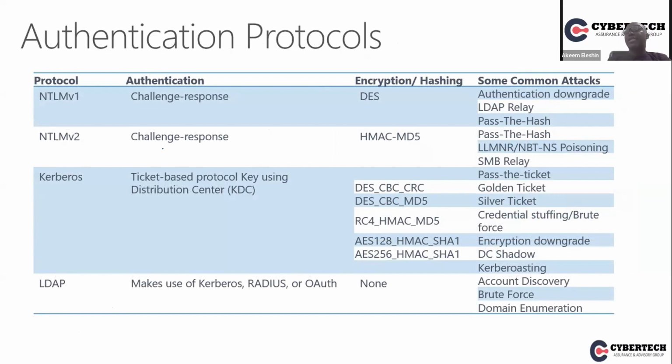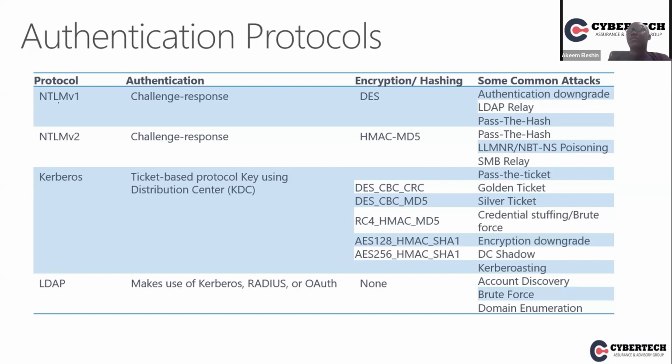The first one on the list here is NTLM version 1. NTLM stands for Windows NT LAN Manager. Basically, its authentication is a challenge-response authentication, and when it comes to encryption and hashing, it uses DES. Most of the common attacks found in this protocol are that it's easy for an attacker to use pass the hash. It's very common to use LDAP relay, authentication downgrade, and many others.